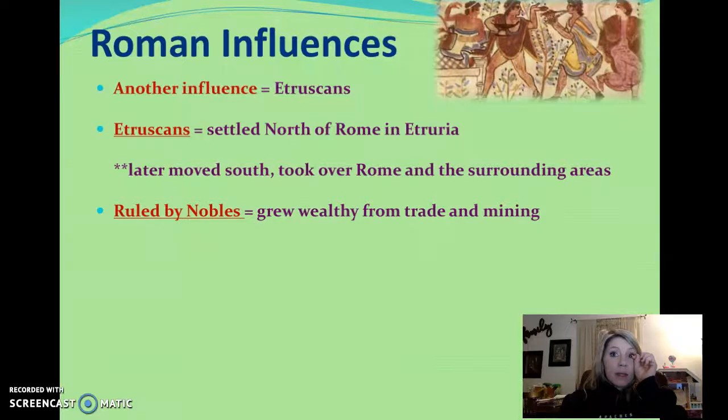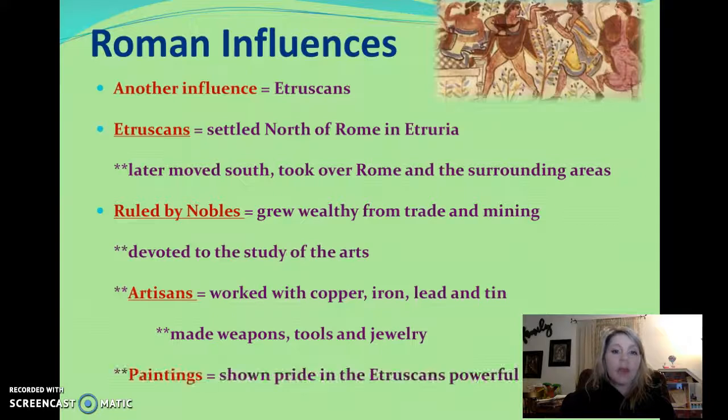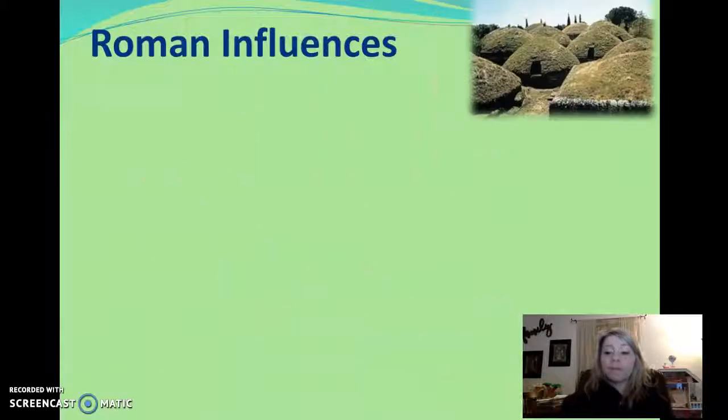Okay, now this area then became ruled by the nobles. So we talked about the nobles before. The nobles, we typically said, were the wealthy landowners, okay, that are going to run and create laws and so forth of the area. Okay, they devoted themselves to the study of arts. They worked a lot with metallurgy, which is simply the working with metal, like copper and iron, lead, tin, and so forth. Okay, most of their paintings are going to show their pride in their army because at this time it was really, really strong.